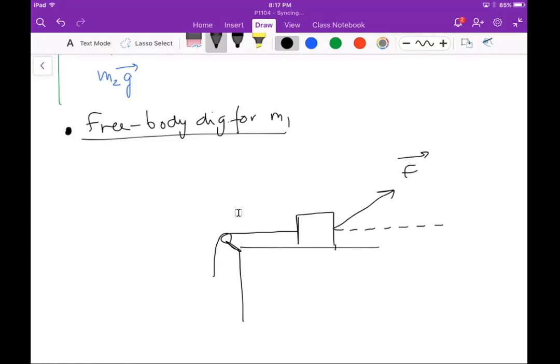Or maybe let's put it upwards again. So this is the way this object is moving. It's moving in this direction, A1. And this is the block M1.